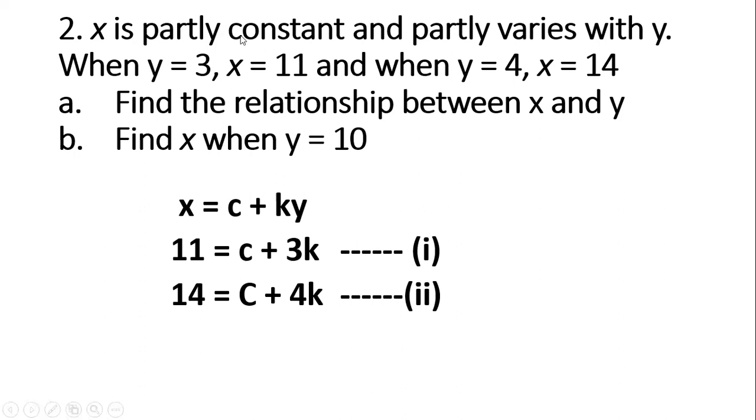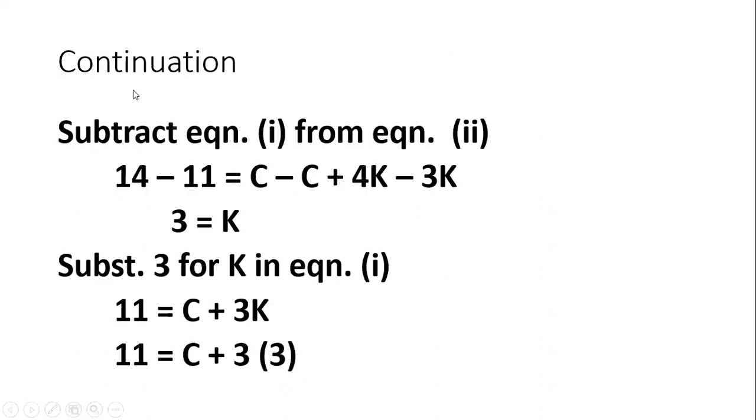Since x is partly constant and partly varies as y, we substitute. When x is 11, 11 equals c plus 3k because y is 3. That's equation 1. When x is 14, y is 4, so 14 equals c plus 4k. That's equation 2. We solve those two linear equations simultaneously. Subtract equation 1 from equation 2: 14 minus 11 gives c minus c equals 4k minus 3k. So k equals 3.